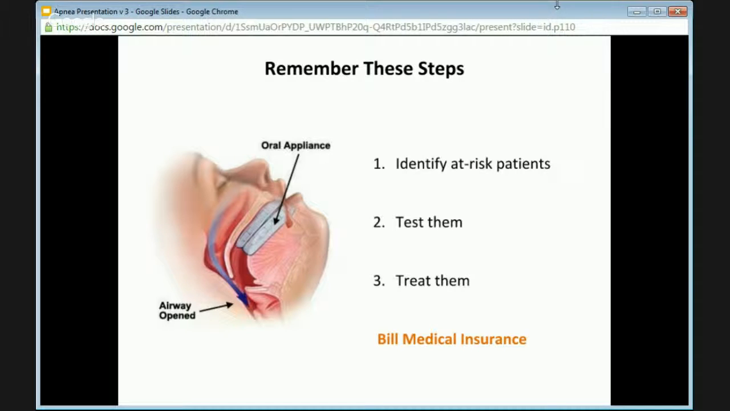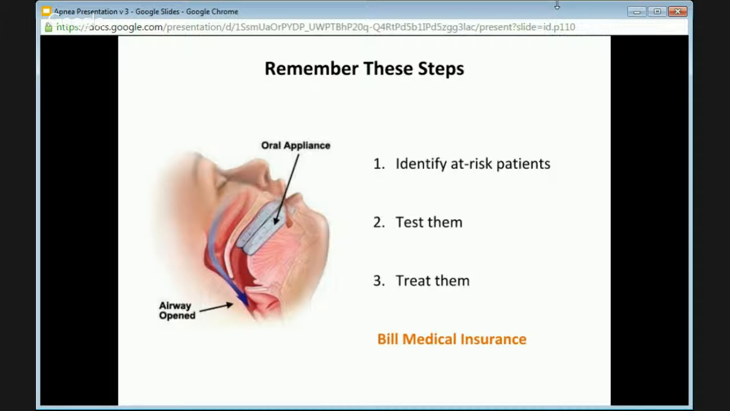So remember these steps, okay? There's actually 4 here, but there's 3 main steps. Identify your at-risk patients. What do you want to do? Identify them and assess them. Find out who's at risk. And then why do you want to do it? Because there's a lot of people that are going unchecked. And how do you want to do it?